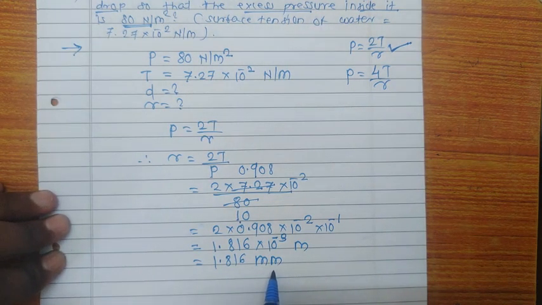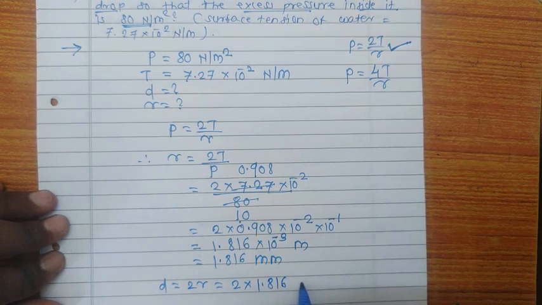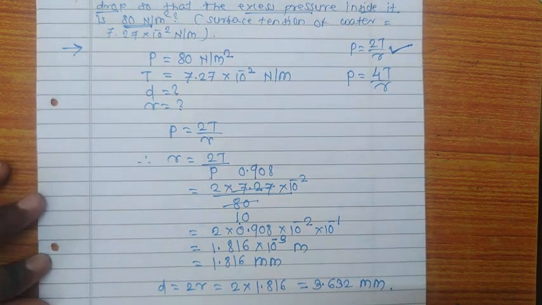So we have to find the diameter. So diameter is going to be 2 times radius, which will be equal to 2 into 1.816, which will be equal to 3.632 millimeter. This is the final answer.